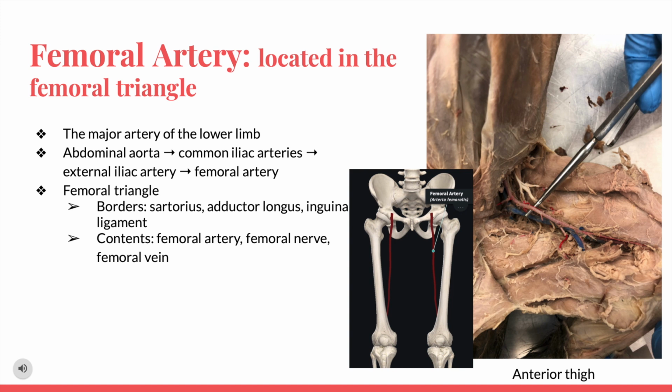Now we are going to be talking about the vessels of the lower limb. First, we are going to be talking about the femoral artery, which is located in the femoral triangle and is the major artery of the lower limb.